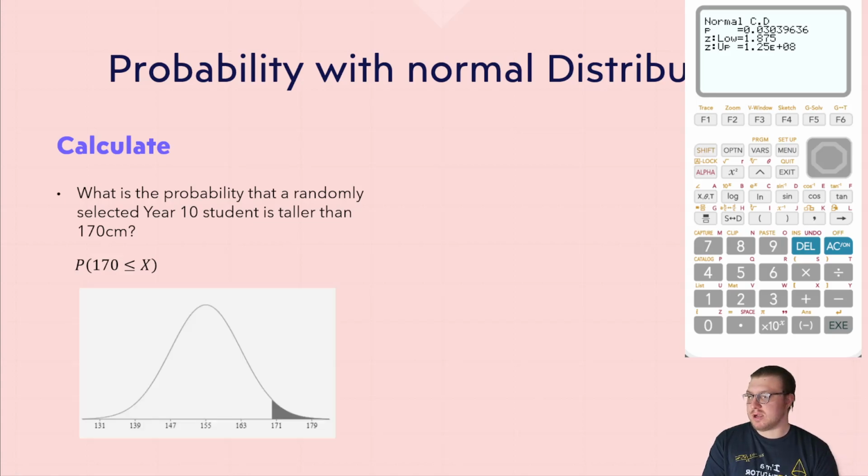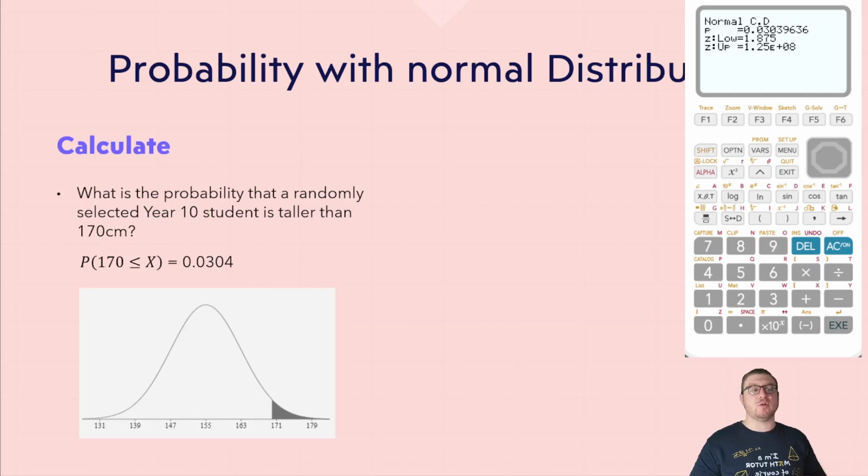Cool, let's have a look. Here's the picture. So again, we draw the picture where we put the mean in the middle. Then we looked at 170. It's on the right hand side, and then we shaded in the bit that was much larger, everything that was taller. Wonderful.